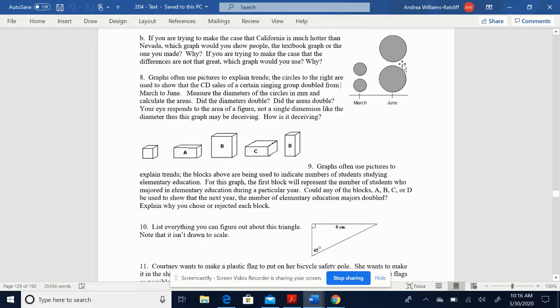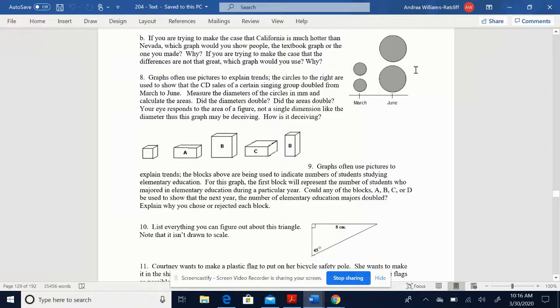Okay. When I go over to June, I notice that if I measure from here down to here with my angle ruler in millimeters, I do get 16 millimeters. And that means our diameter did double. But what the question is saying is that our eye doesn't really respond to the diameter. When we're looking at this, we're thinking about the space taken up by these circles. And that's not diameter, that's area.